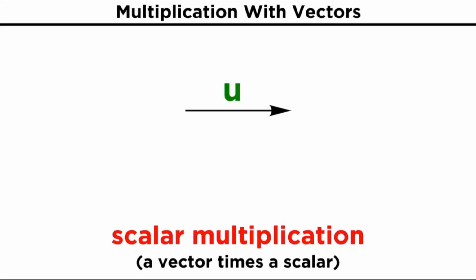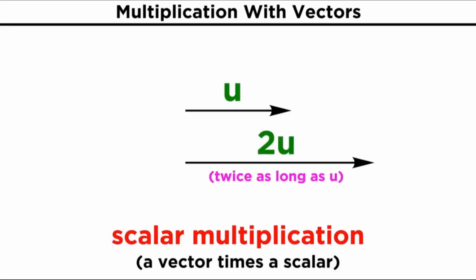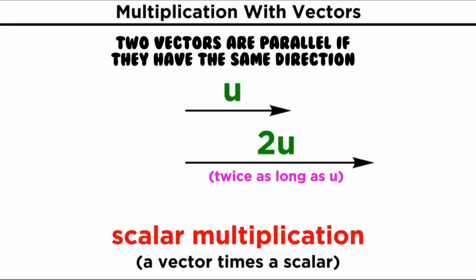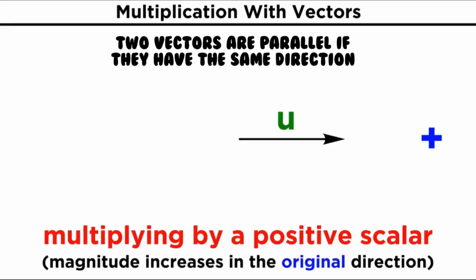We can also perform multiplication with vectors. The simplest way to do this is called scalar multiplication. This is when a vector is multiplied by a scalar, which is just a number. So if we have some vector u and we multiply it by the scalar 2, all we do is double the length of the vector, making it start from the same point but reach twice as far in the direction it is pointing. So when multiplying a vector by a scalar that is greater than 0, we just multiply the length of the vector by the scalar.